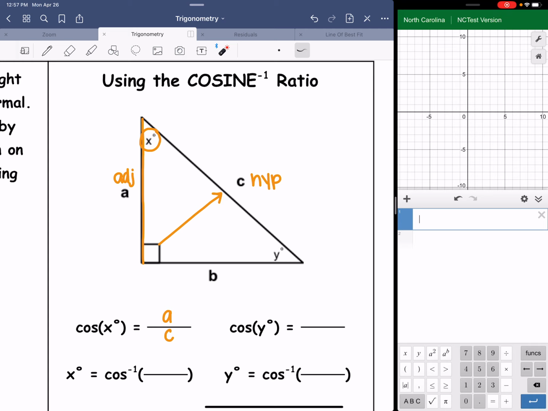So consider, for example, if I wanted to get rid of c, I would just do times c on both sides to get rid of it. The same idea happens when we use inverses of trigonometric functions. So we're going to take the inverse on both sides, so cosine inverse of cosine, they cancel each other out. And when I take cosine inverse on the other side, that's our next step. So we would take cosine inverse on each side, and that leaves us with x equals cosine inverse of A over C.